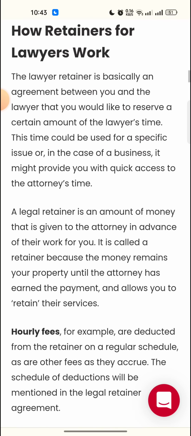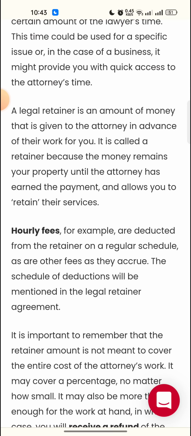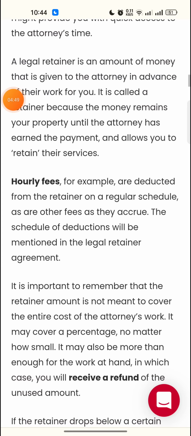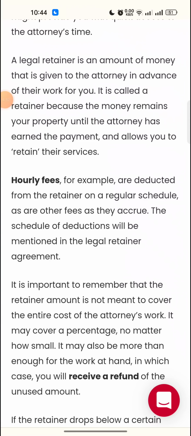Legal fees, for example, are deducted from the retainer on a regular schedule, as are other fees as they occur. The schedule of deductions will be mentioned in the legal retainer agreement. It is important to remember that the retainer amount is not meant to cover the entire cost of the attorney's work.